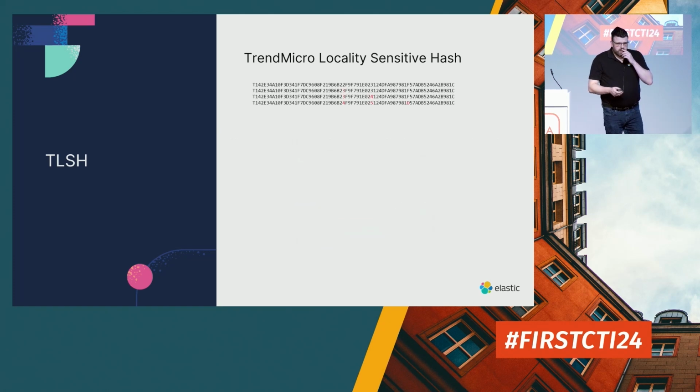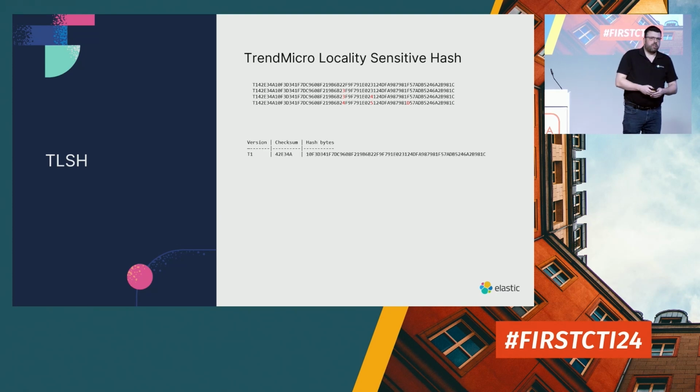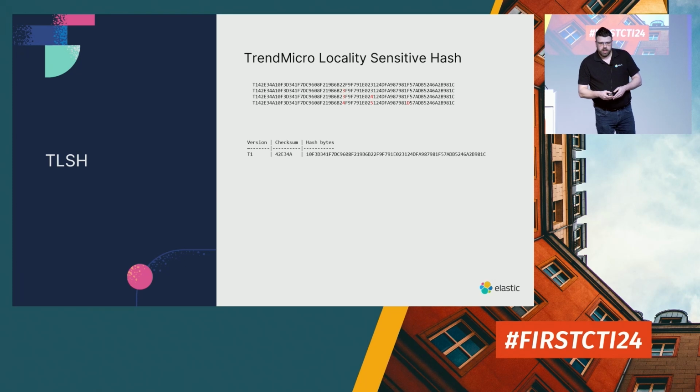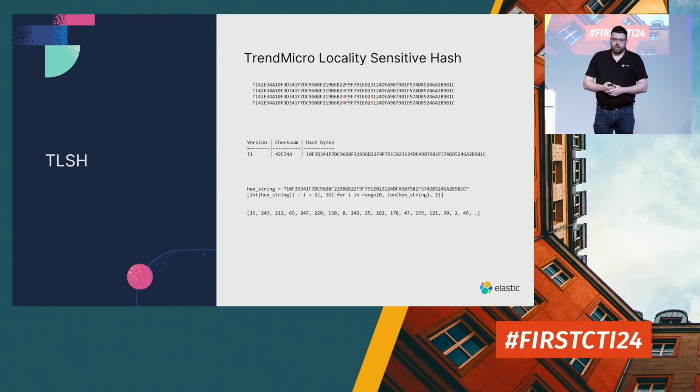Now, look at these hashes. There are a bunch of numbers, but if we split them up, we know that the first number is the version that we're using. Then you have 3 hexadecimal numbers. That is a checksum, and then you have the actual hash, which again are hexadecimal numbers. Now let's say we translate those hexadecimal numbers back into a list of numbers. Looks familiar?